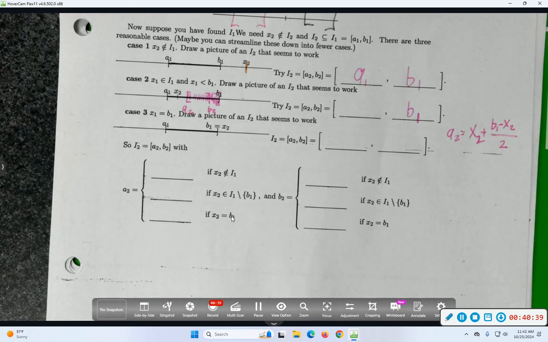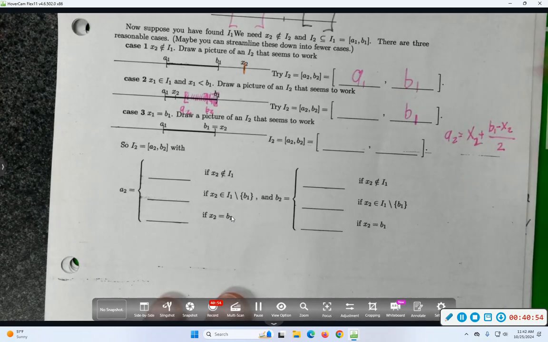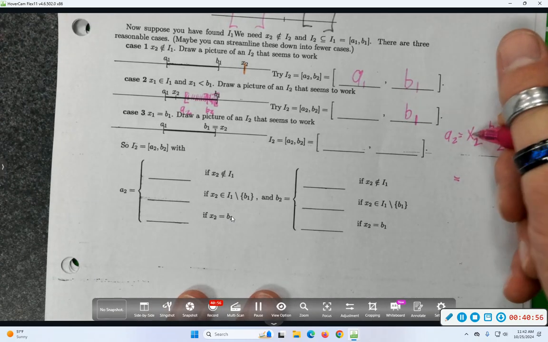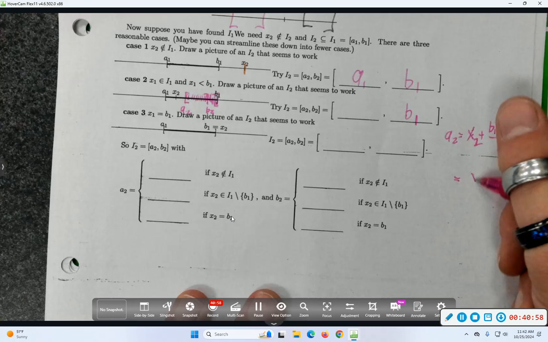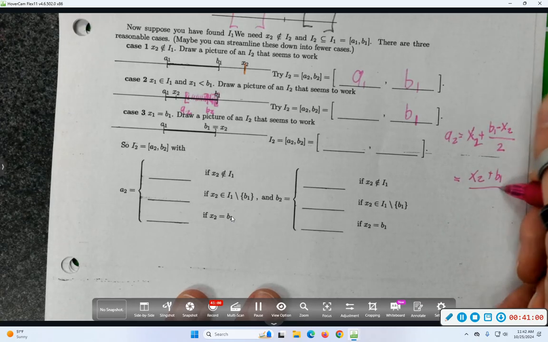If you want something that's between two numbers, try the average. And that's just generally true. If you just want something that's between two things, take the average. As long as you don't care about anything else, which I think we don't right now. So let's do the average. All right, that's 2x2 minus x2, so that's x2 plus b1 over 2.